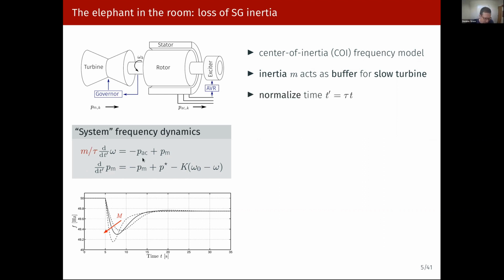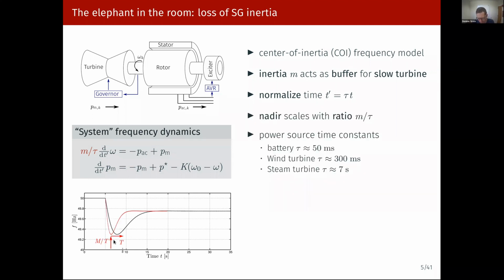Then the system frequency dynamics will look like this. And you now see here the ratio of the kinetic energy and the turbine response showing up. And this actually governs how far your frequency drops. So ultimately, the frequency nadir scales with the ratio of the inertia to the turbine time constant. So if you improve that, the frequency will not drop so far. And if you change the turbine time, that basically just determines when you reach the frequency nadir.